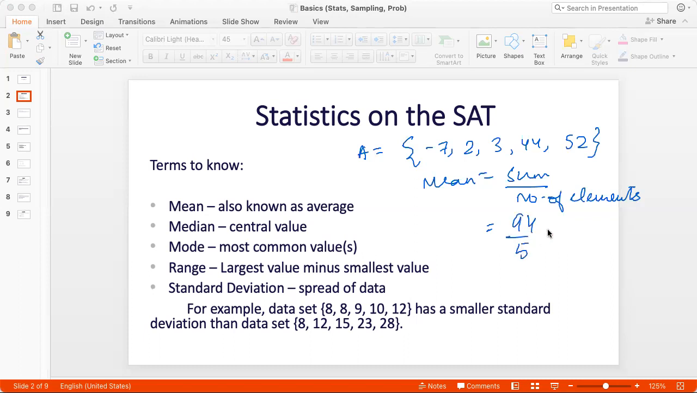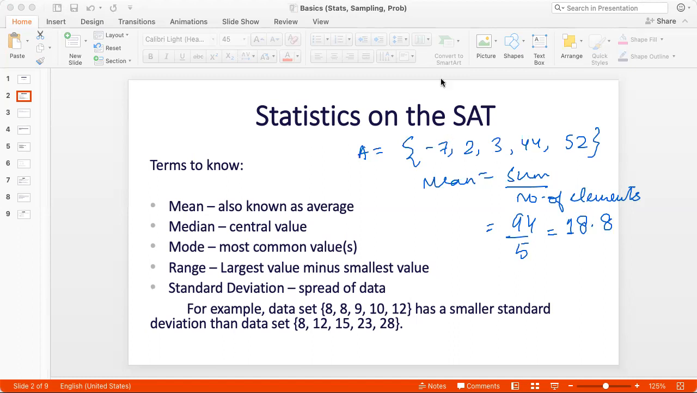94 divided by 5, since there are 5 elements, would be 5 ones are 5, 44, 5 eights are 40. So that would be 18.8. So the mean is just the sum divided by the number of elements.